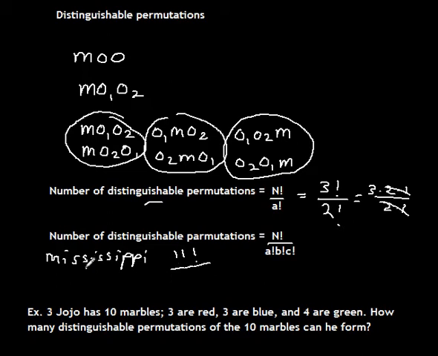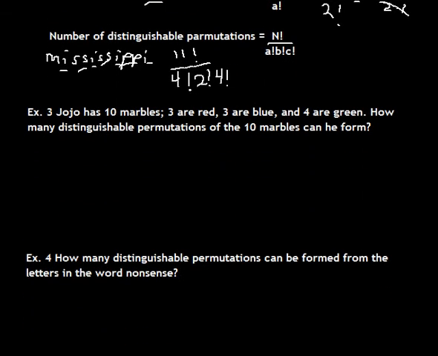We have our S's. So that would be 4 factorial. Our P's, that would be over 2 factorial. And we have our I's, 2, 3, 4 factorial. That one was interesting. So our different combinations would be 11 factorial over 4 factorial times 2 factorial times 4 factorial. We'll do some examples now and get actual answers.